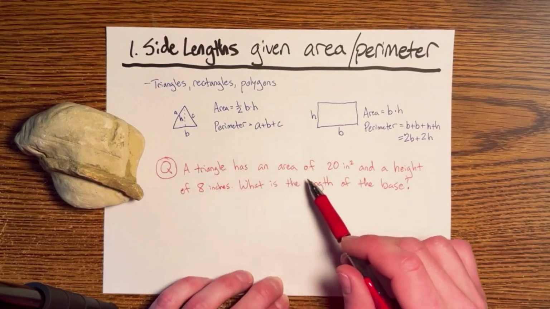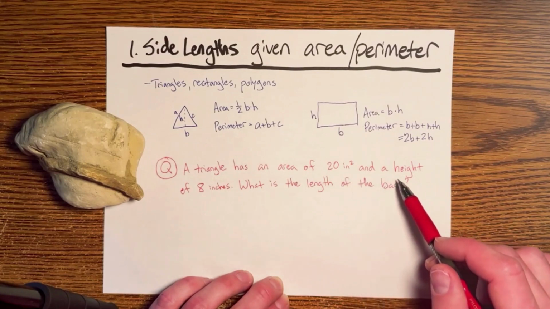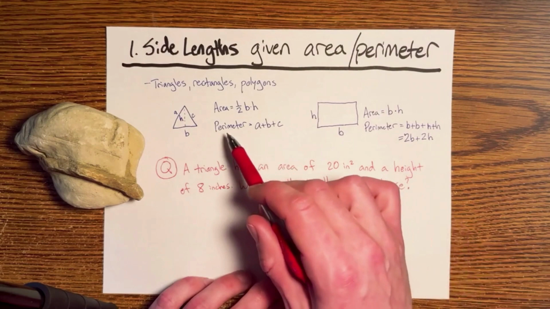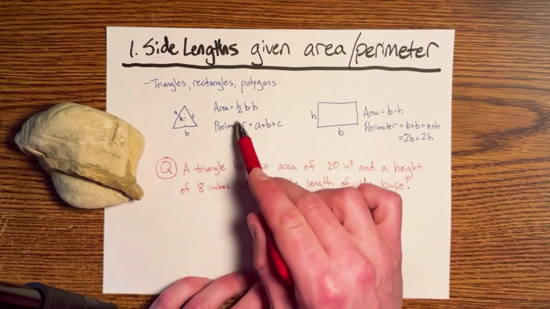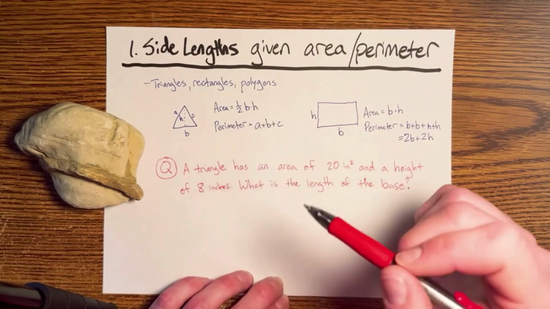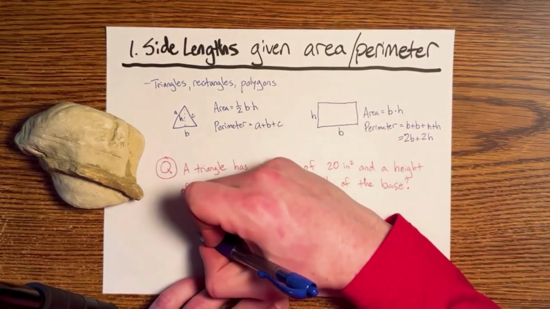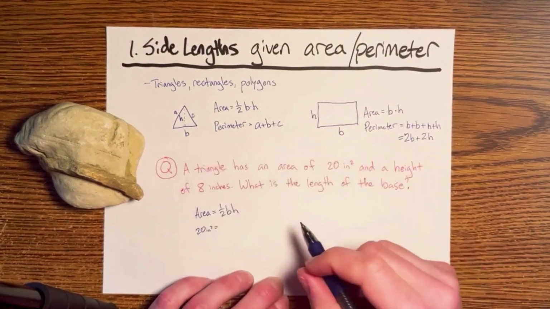An example question is this. A triangle has an area of 20 square inches and a height of 8 inches. What is the length of the base? So looking at our formulas, we can see that the area is equal to 1/2 base times the height. We will plug in the numbers. We know 20 square inches for the area.